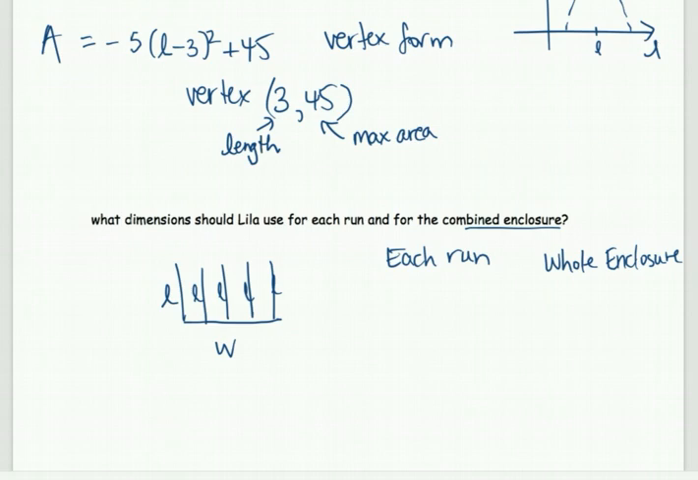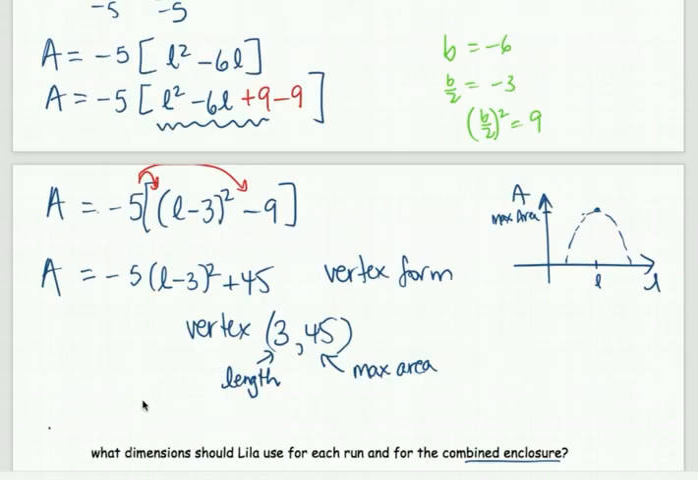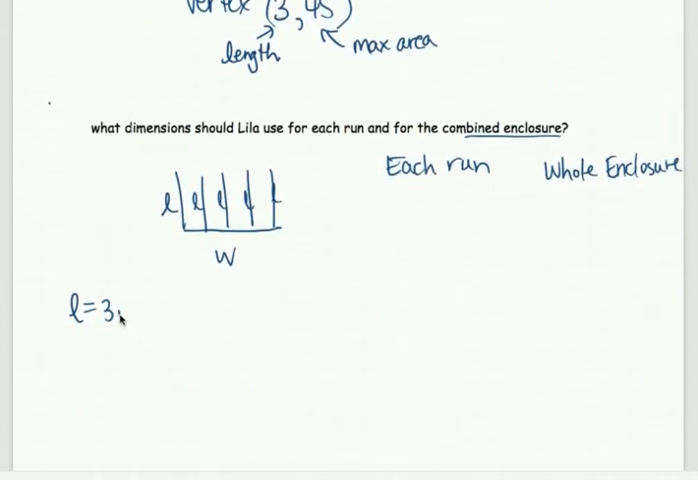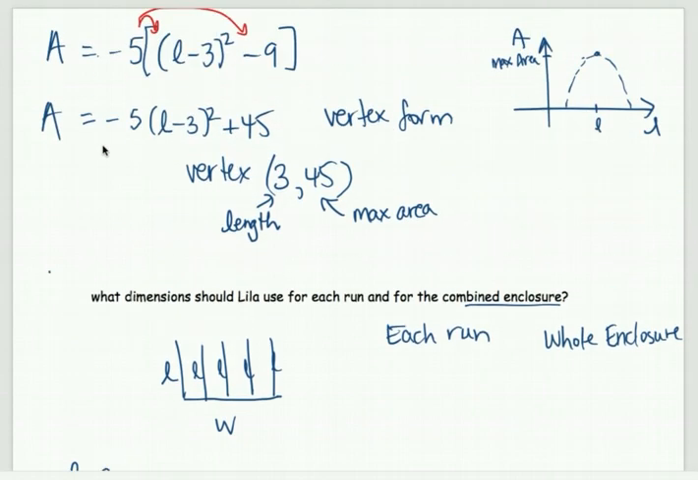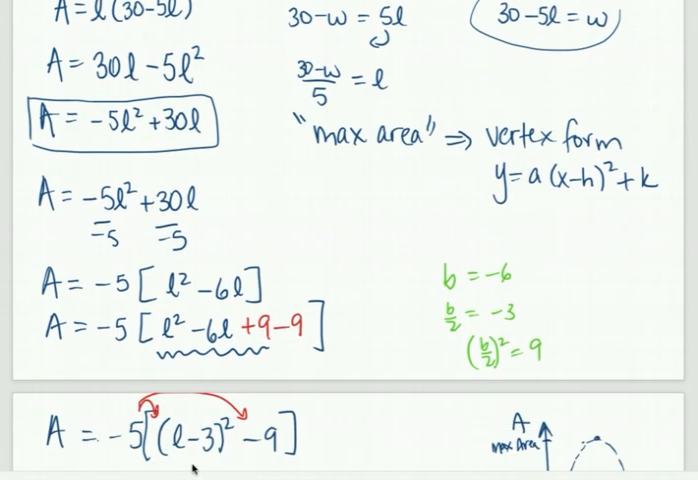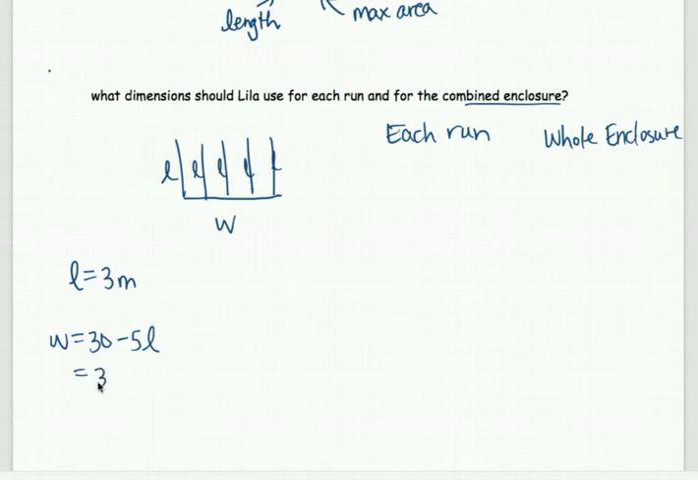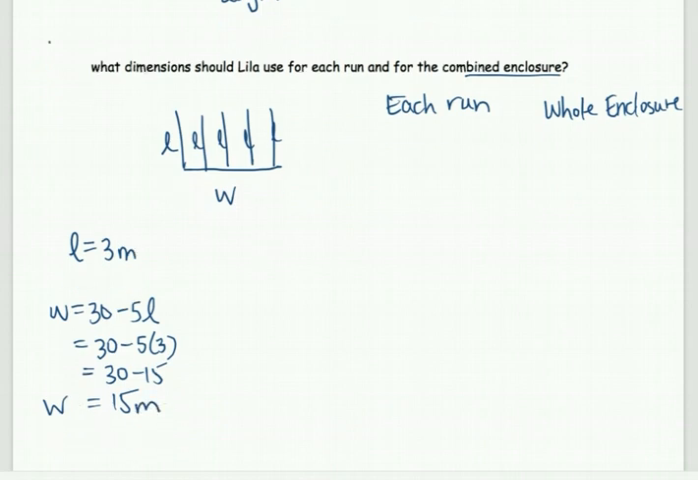Okay, so we know the length is 3 meters. It was meters. So we know the length this way is 3. We know the width expression back up here is that. Okay, so that's how we find width. If we plug it in, we know the width is 15 meters. So we know that this is 15.